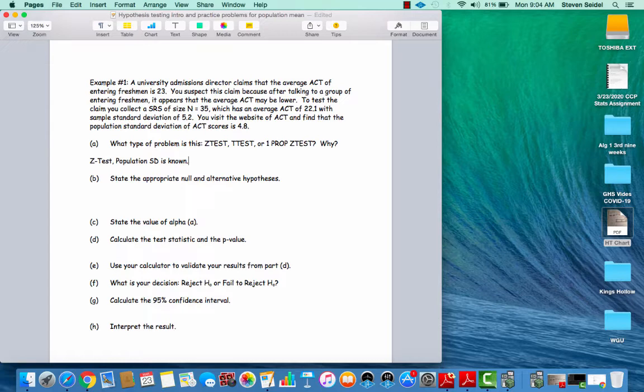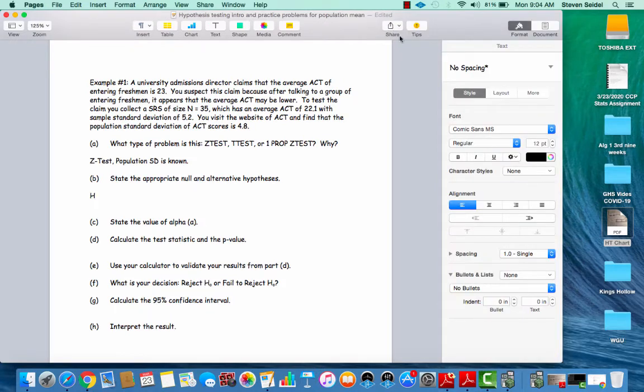Now for your assignment, you're going to follow along with the same thing. If it asks for what type of test, state what it is and state why. Next, state the appropriate null and alternative hypothesis. You'll state the null.